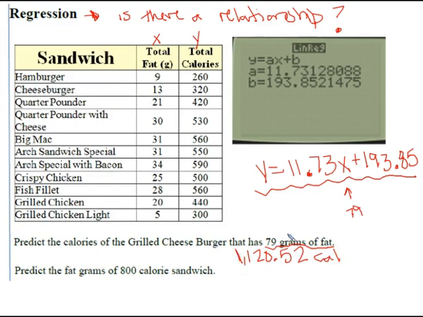So this grilled cheeseburger, 79 grams of fat. Notice how that's a big number off of our data. Okay, so we're going to use this equation to predict. Since this number is not included in our data, we can actually predict or guess what it would actually be. So we can use that equation to help us out. Assuming that there's a correlation or a connection between this information, we can predict data.